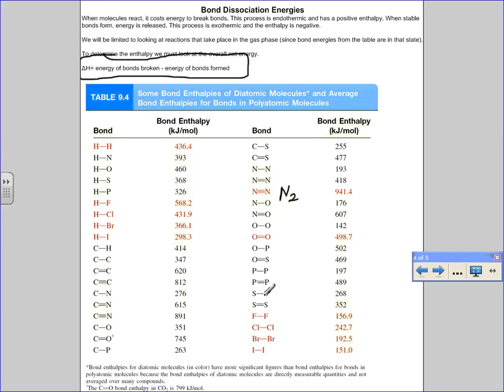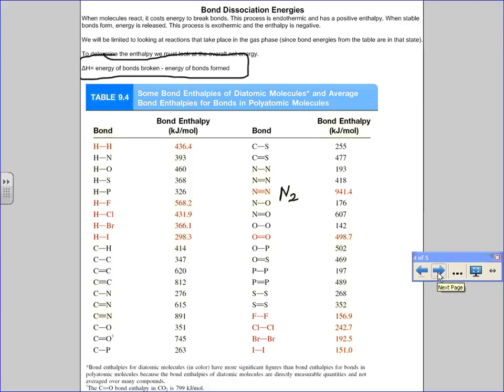Now these are going to be average bond energies. So for example, a carbon-carbon bond, depending on the molecule, might vary slightly, but this is the overall average of all the bond energies. One thing to note as well is that for the carbon-oxygen double bond in carbon dioxide, you're going to use 799 rather than 745.